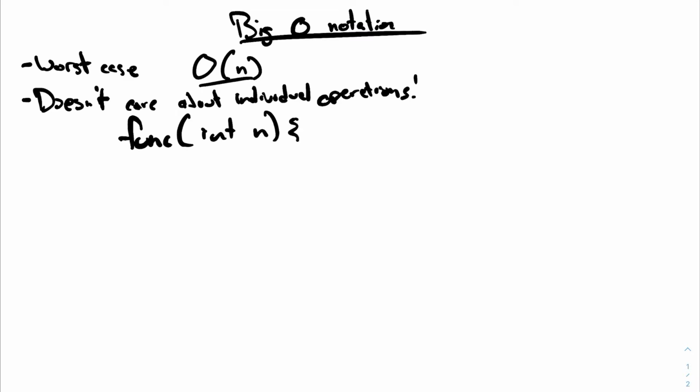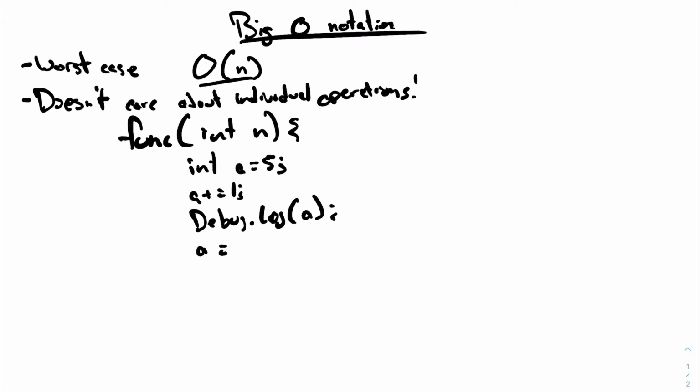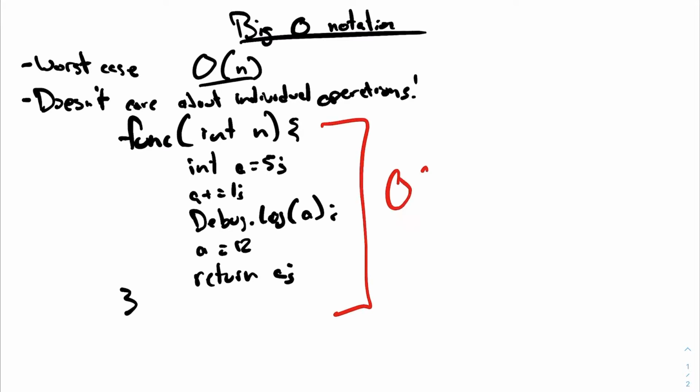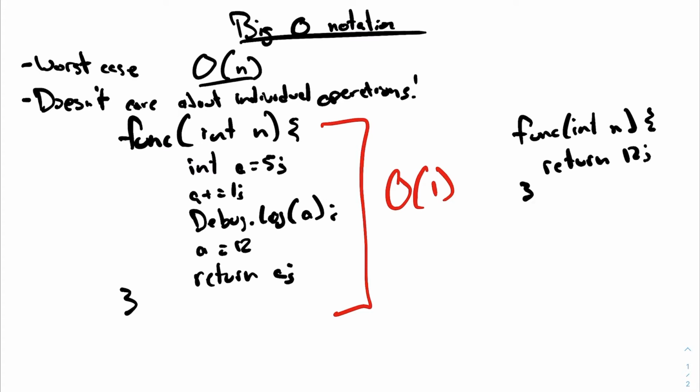and inside this function, it does something like this. It just initializes a variable, sets it equal to 5, and says a plus equals 1. And then, if we're in Unity, it does something like debug.log the value of a, and then a equals 12, and then return a, right? This function here is a constant time function. And this function compared to this other one over here, where it just returns 12, right?